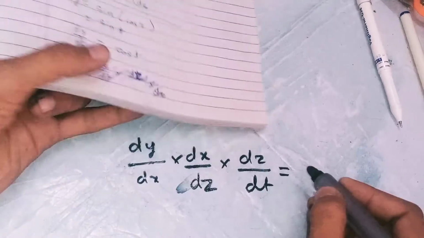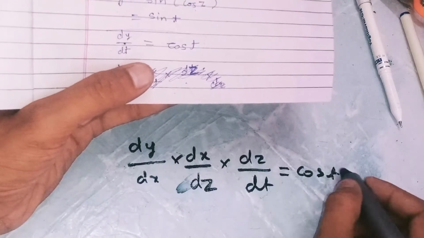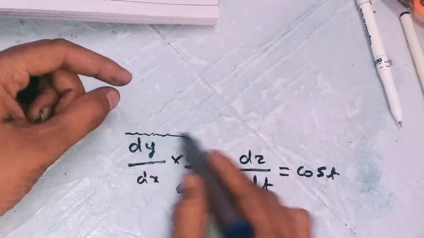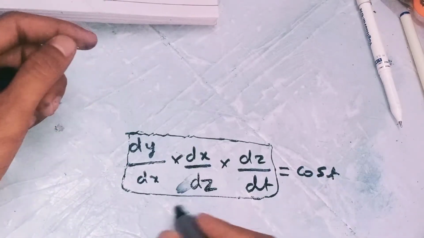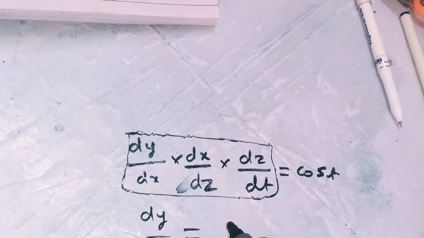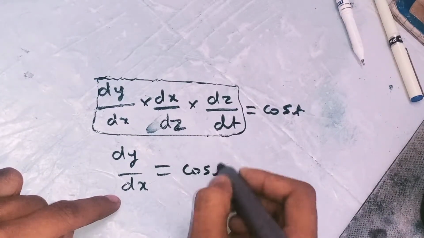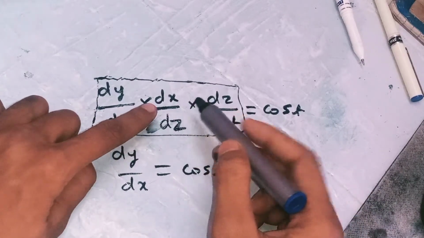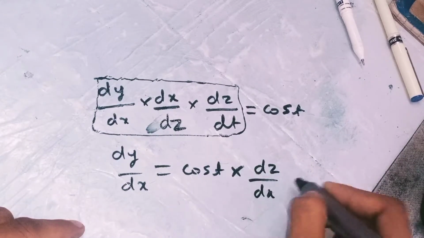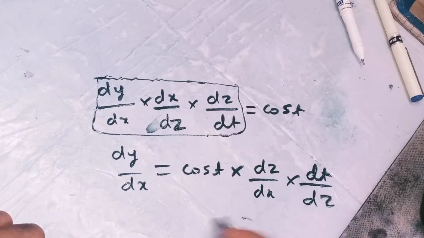Now dy upon dt was cos t. In place of dy by dt we have made all this approach. So again, dy by dx is what we have been asked in the question, and that's why we are doing this further. cos t, and if we take dx by dz to the other side, we will get dz upon dx, and if we take dz upon dt to the other side, we will get dt upon dz.